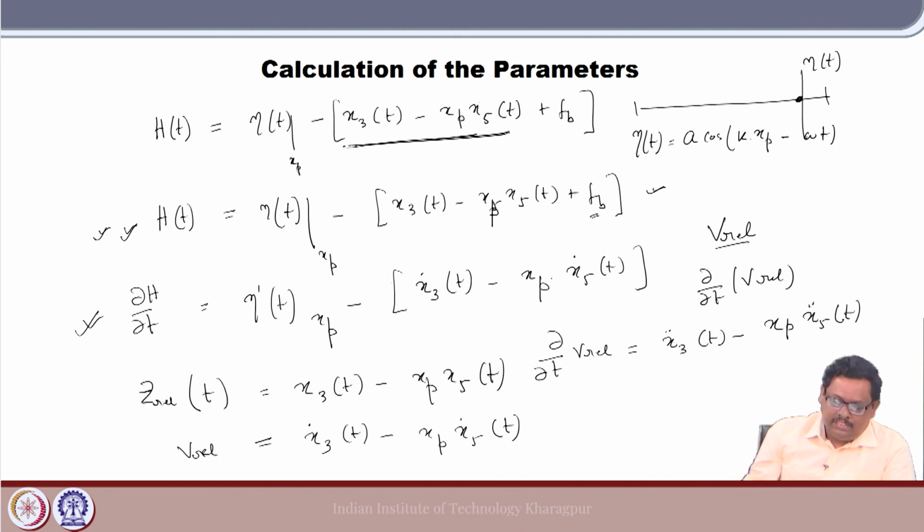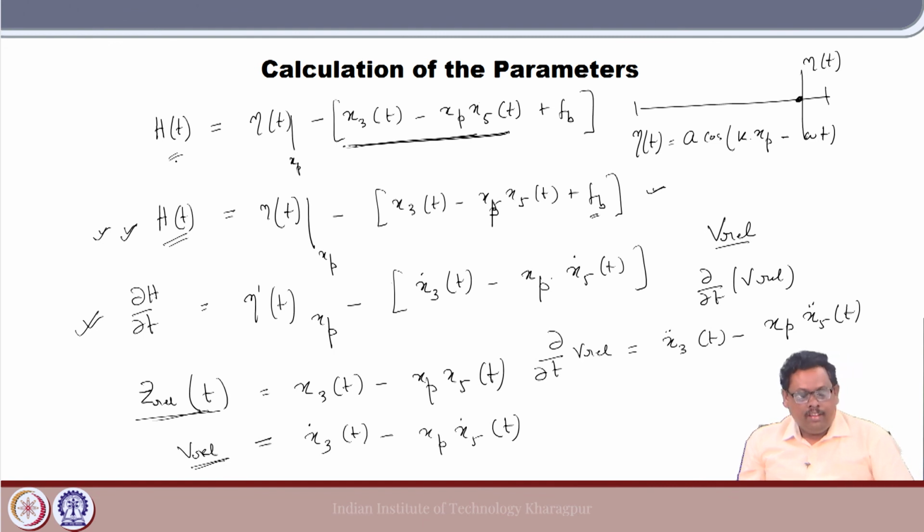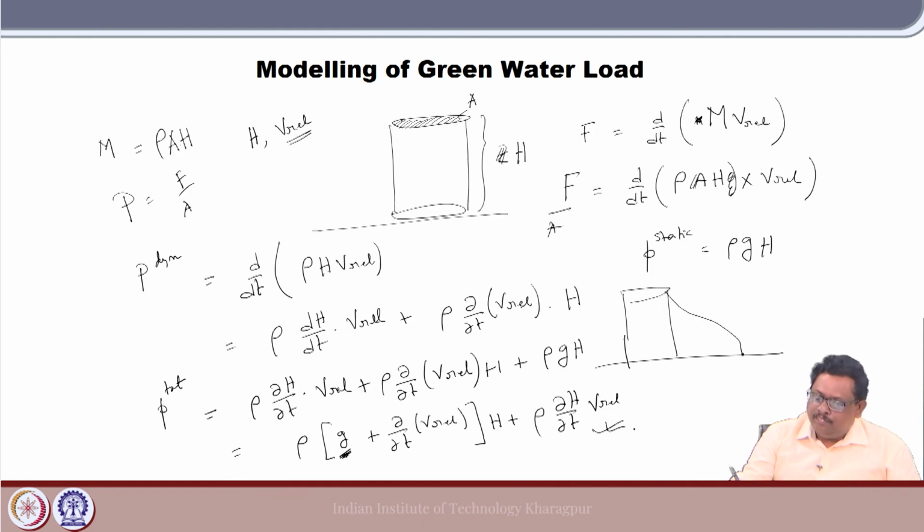Now you see you have this z relative, you have this V relative, you have this h, and you have this del h del t; you have all the terms. The only thing is that you substitute all these values here at each time t, and then you will get the model of the green water load at that particular point x p.